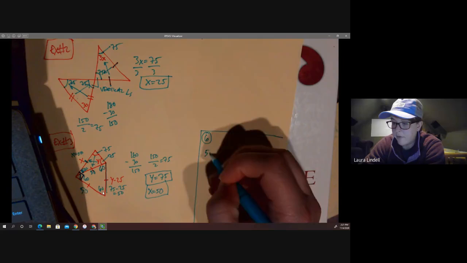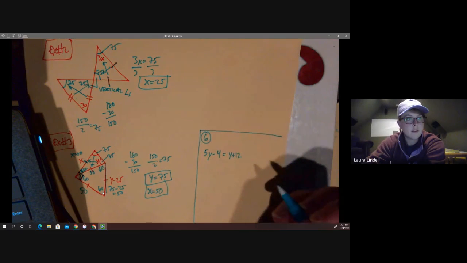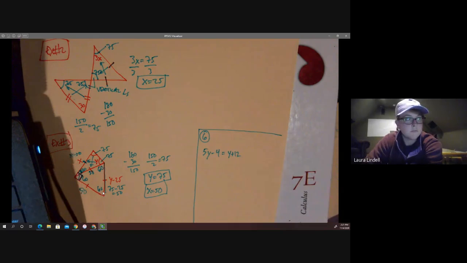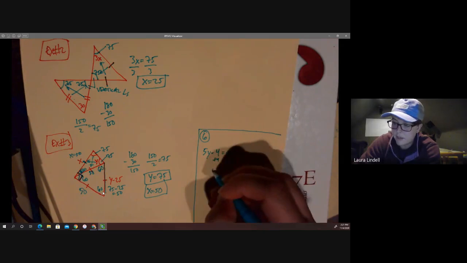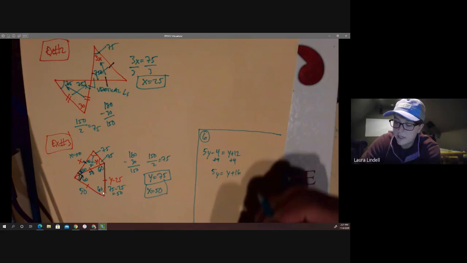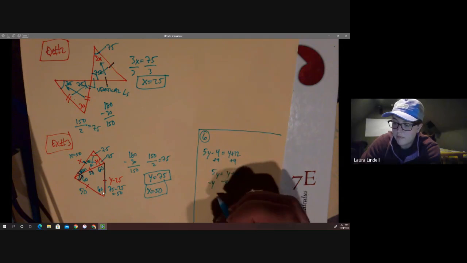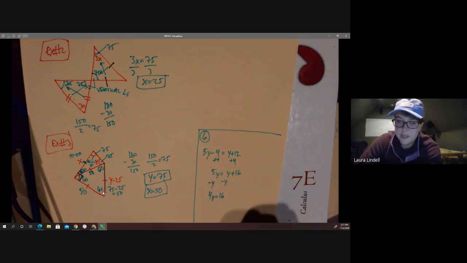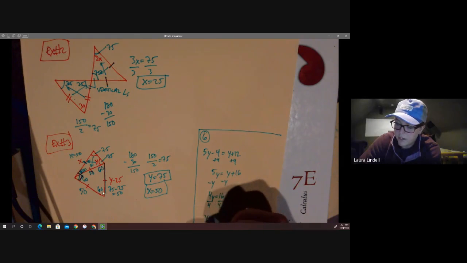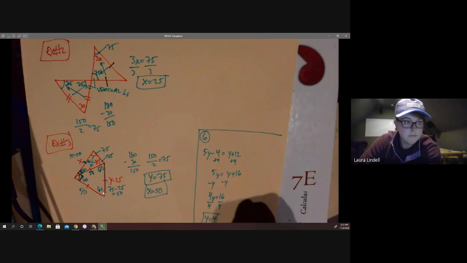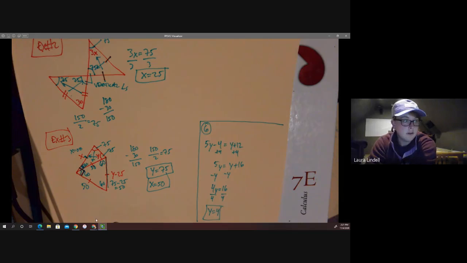So we have 5y minus 4 equal to y plus 12. Then you would add 4 to both sides to get 5y equals y plus 16. Subtract y from both sides to get 4y equals 16. Divide by 4 on both sides to get y equals 4. All right, so there's part of our answer, y equals 4.